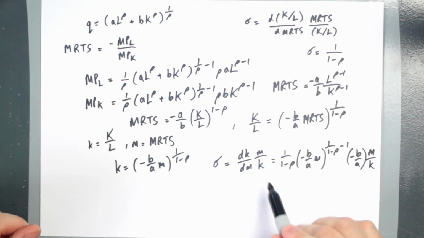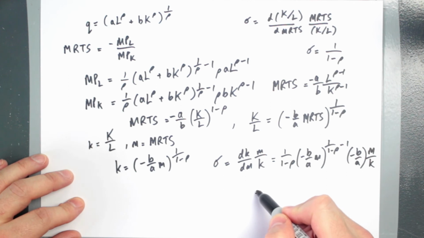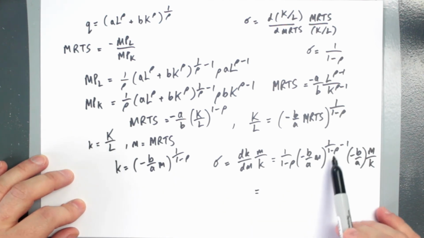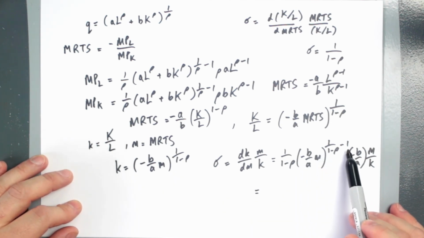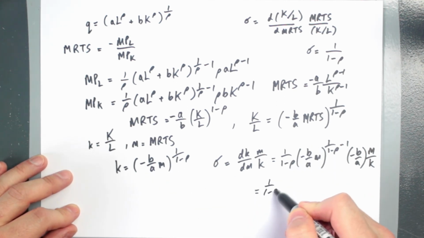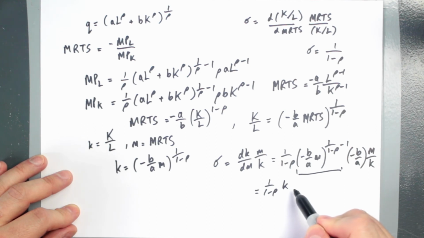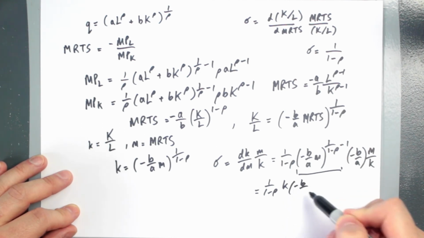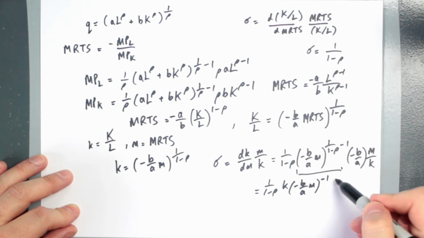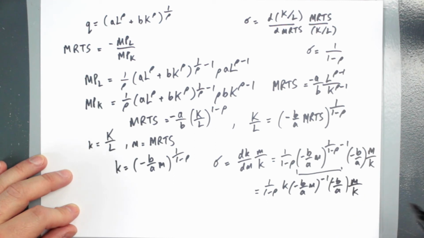Okay? So now we want to tidy this up a bit, and I'll do this quite quickly. I know that k is this expression here, which appears again here, but with an extra minus 1. So if I replace k where I can, 1 over 1 minus rho, let's replace this with this expression with k, and then there's another of these just to the power minus 1. And then we get minus b over a multiplied by m divided by k.